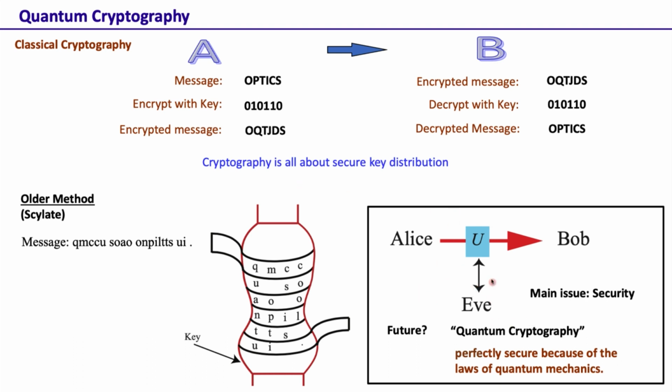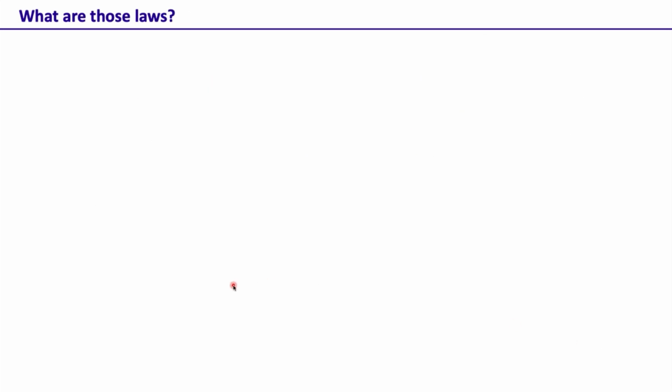In classical cryptography, if someone gets the information, Alice and Bob will actually not know. But in quantum cryptography, if an eavesdropper gets some information or is trying to intercept the messages being sent, Alice and Bob will get to know. And once they know, they can drop that particular message transmission, and that way quantum cryptography is perfectly secure. So what are those quantum mechanics laws that make quantum cryptography perfectly secure?